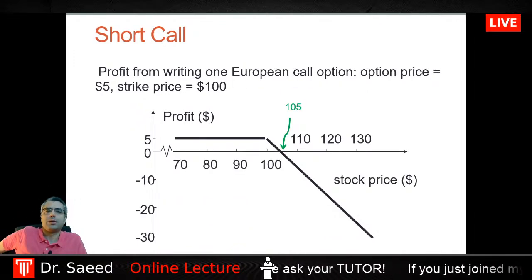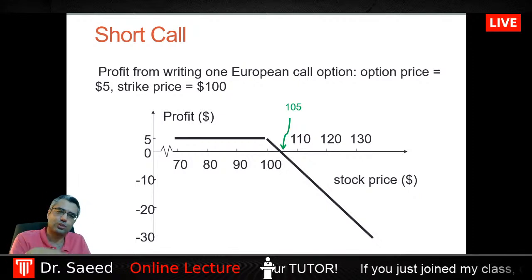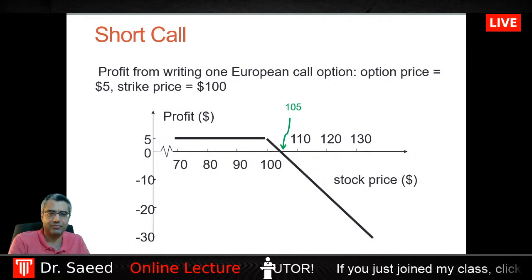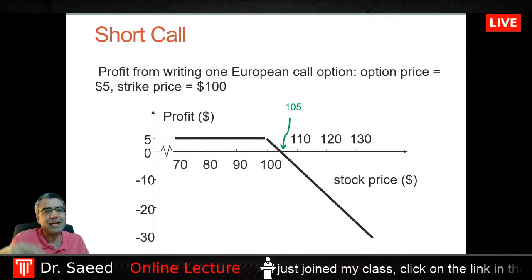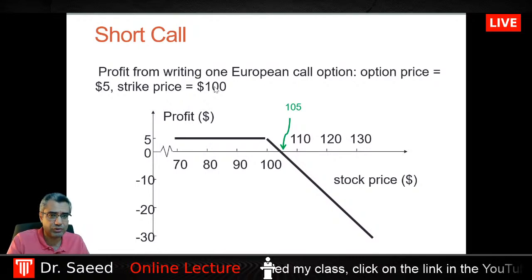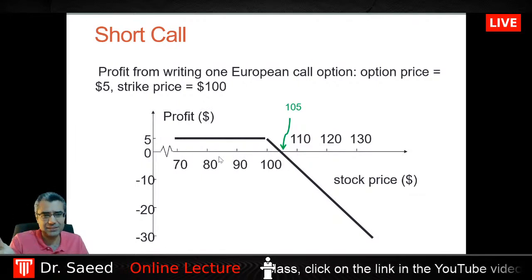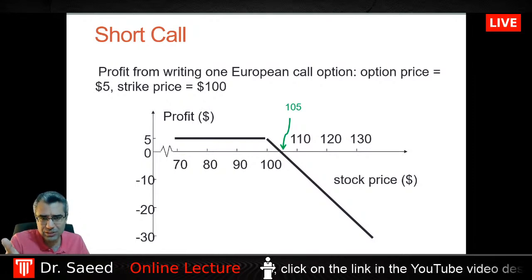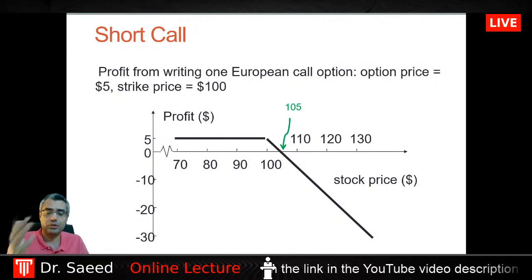What about short call? Short call is the other side. We just discussed long call. This is short call, which is from the seller's perspective. If the price of the underlying asset in the market is, let's say, 80 or 90, this means the buyer of the contract can buy the underlying asset at 100 based on the contract, but in the market today the price is 80 or 90. So of course the other party won't exercise the contract. The other party won't use this contract to buy the stock at 100 while in the market the price is 80 or 90.